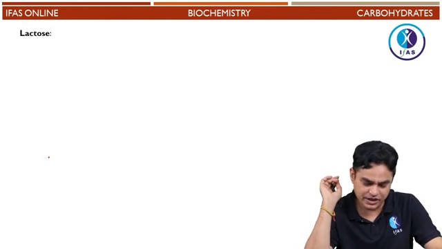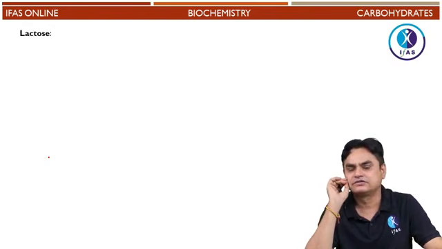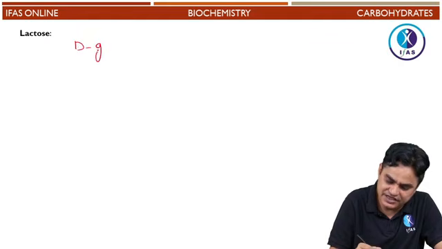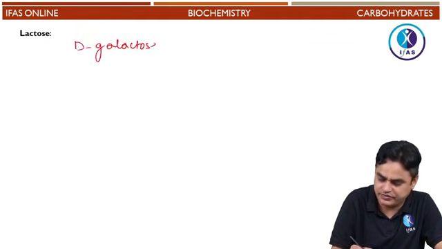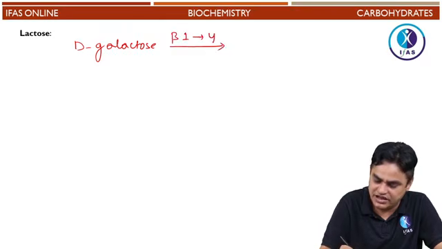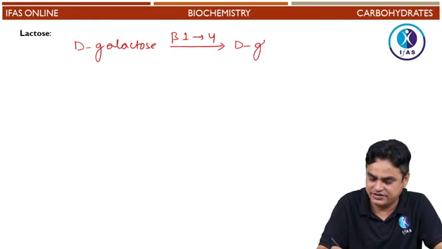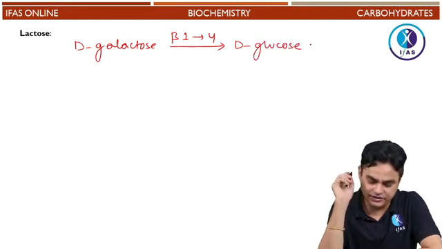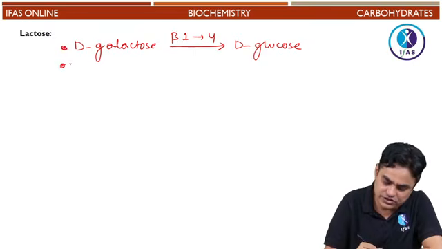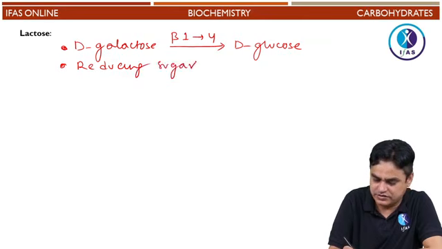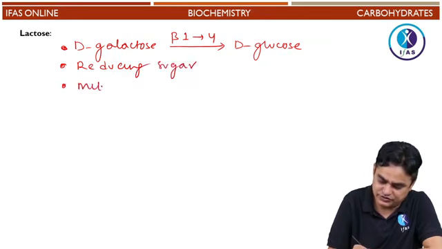Similarly, another disaccharide is lactose. In lactose there are 2 sugars, namely D-galactose linked with, or we can say beta 1,4 linked with a D-glucose. Okay, this is also a reducing sugar. This is also referred to as milk sugar.